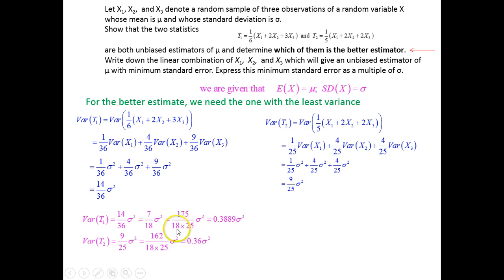Either you make them both with the same denominator, and we can see that T1 is 175/18 times 25 sigma squared, or equal to 0.3889 sigma squared, and T2 is 162 over the same denominator, or 0.36 sigma squared. So by comparing the fractions, we can see that T2 has the least variance, so T2 is the better estimator. T2 will give you a closer value to the parameter mu.